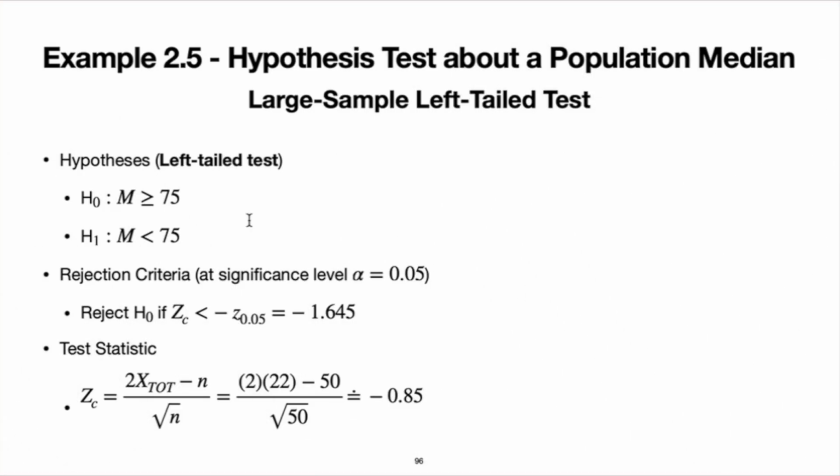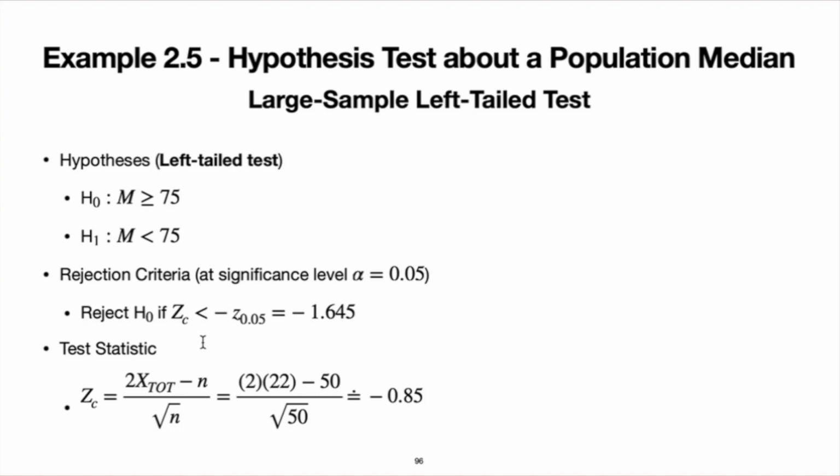All right, and so the null hypothesis says that the population median is greater than or equal to 75. The alternative hypothesis says the population median is less than 75. That's what we're trying to show, and so that goes in the alternative. At a 0.05 level of significance, using this large sample approximation, the rejection criteria is to reject the null hypothesis if the calculated value of the test statistic z-calc is less than negative z sub 0.05, so if it's less than negative 1.645.